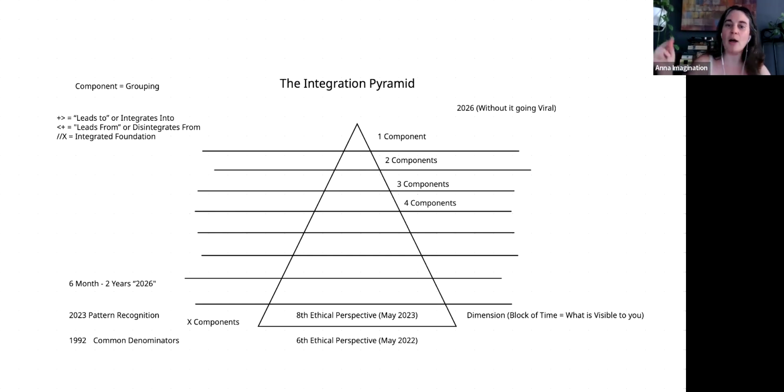Now I'm going to show you what's at the top. You ready? The 12 ethics. The 12 ethics are at the top. That's how I knew the 12 ethics: I just integrated all of these components and kept integrating them, and I went, oh my God, it's the 12 ethics.